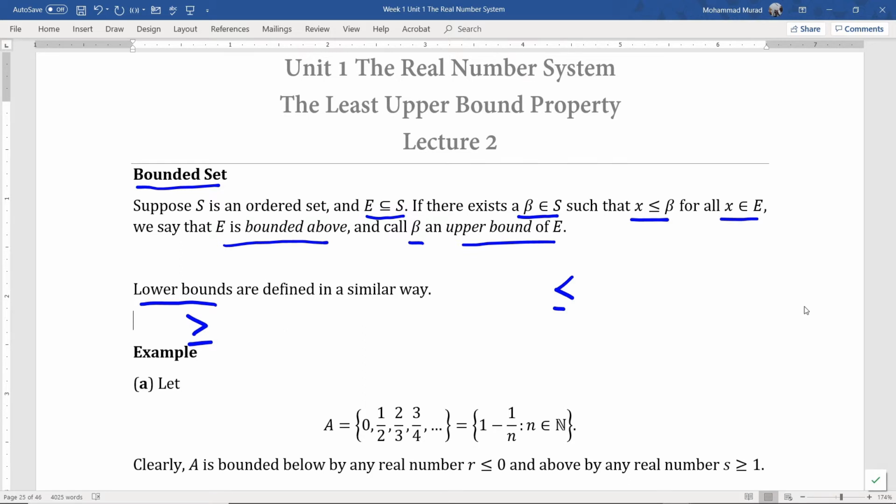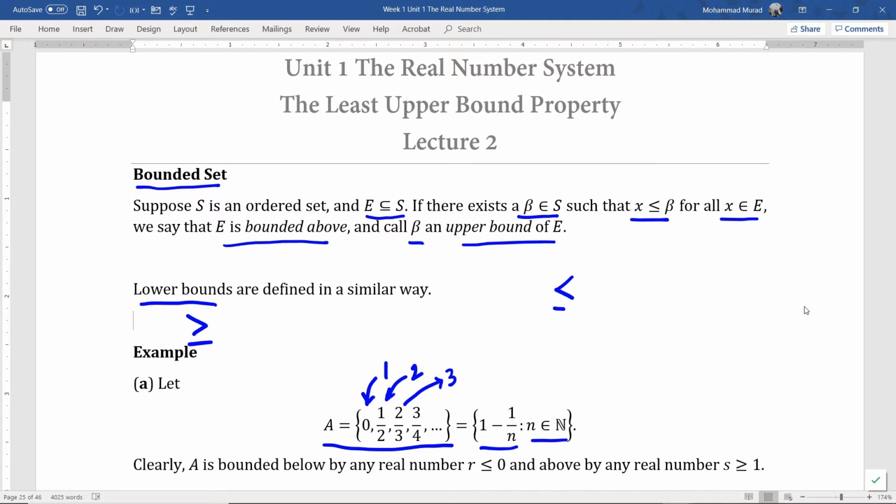Let's look at an example. Suppose A is a set that contains the elements of the form 1 minus 1 over n, where n is a natural number. For example, if we substitute n equals 1, we get 0. n equals 2, we get a half. n equals 3, we get 2/3, and so on.